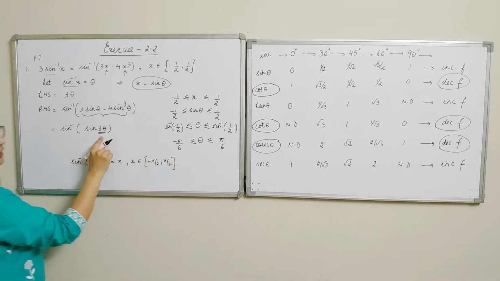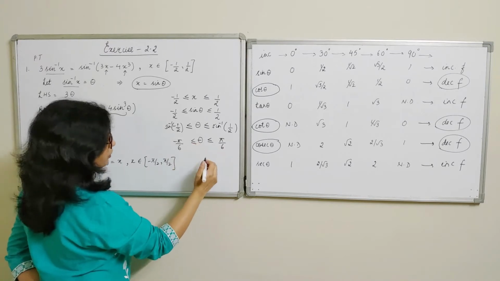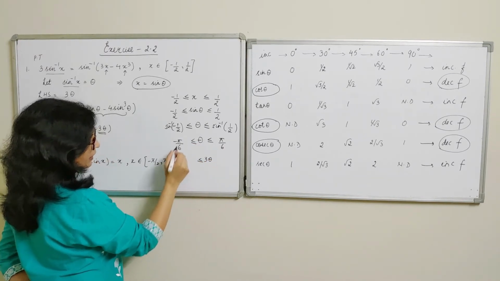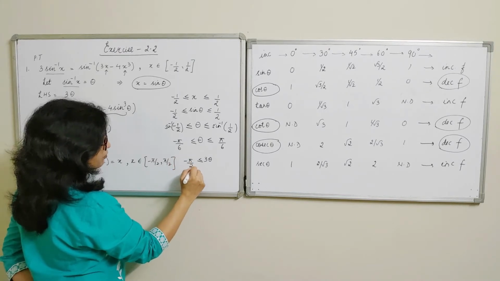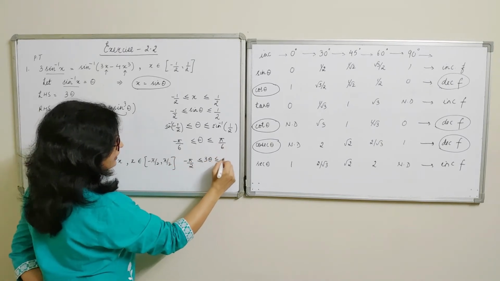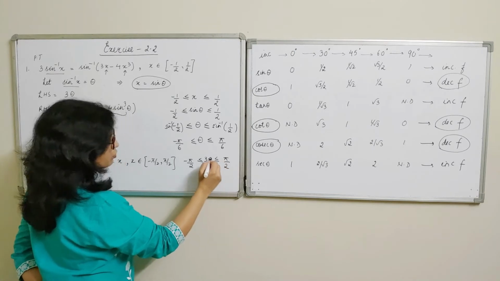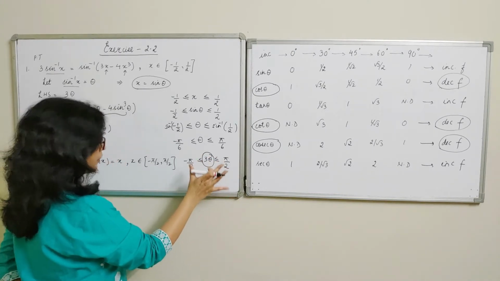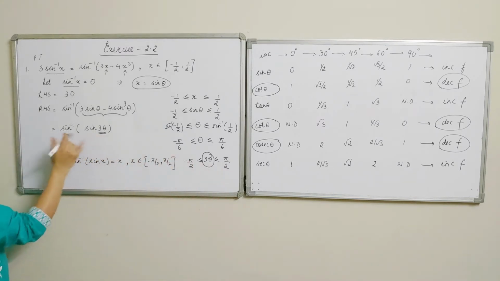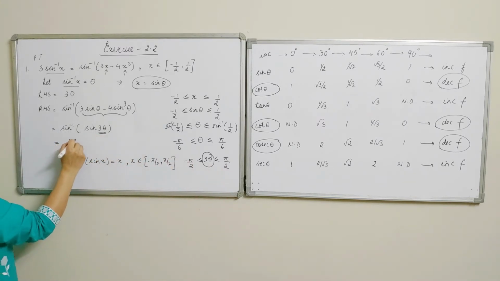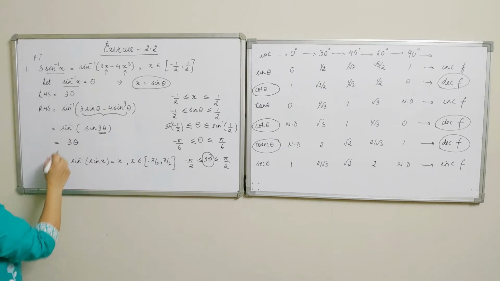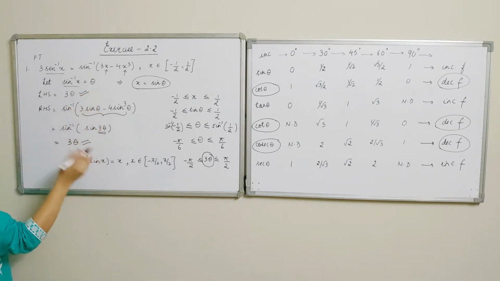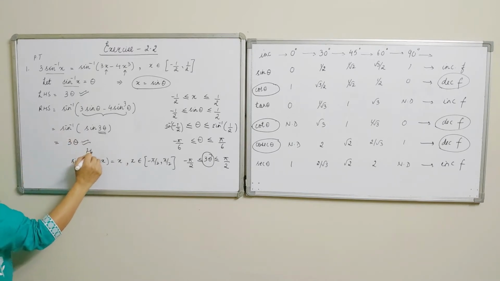Our angle is 3 theta. So multiply each component by 3. Multiplying this by 3, we get minus pi by 2, and multiplying this by 3, we get pi by 2. So we get to know that this angle lies in the principal branch. Because it lies in the principal branch, here we can write down that the result is 3 theta. So the left side is 3 theta, the right side also is 3 theta, hence we have proved the result.